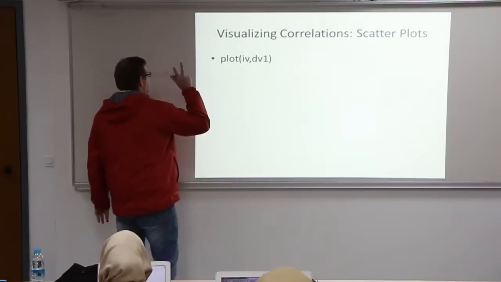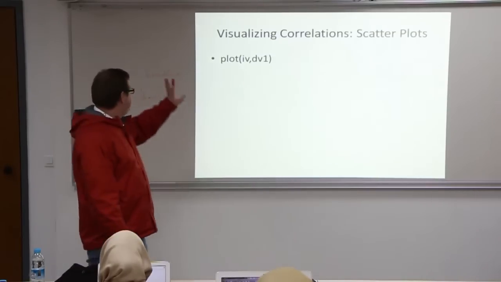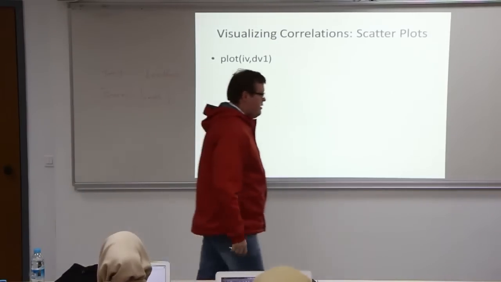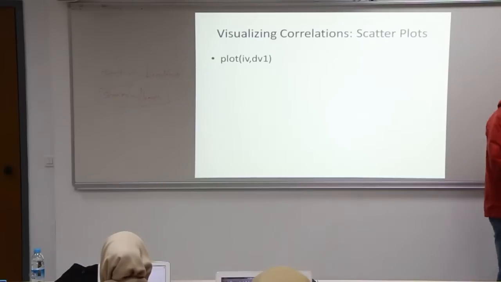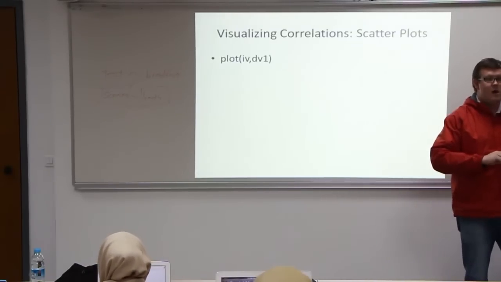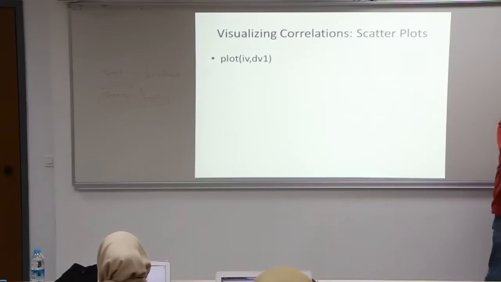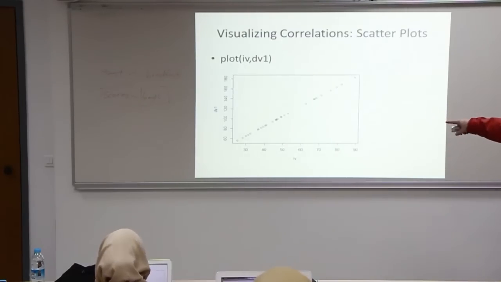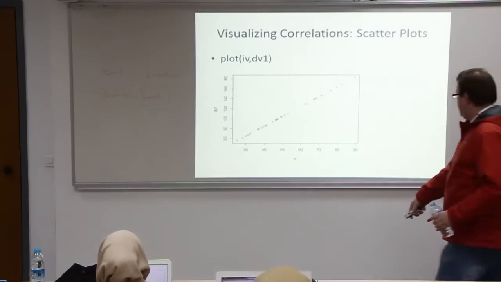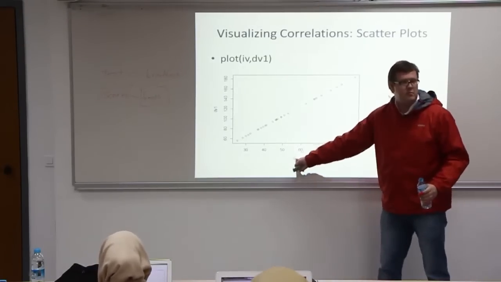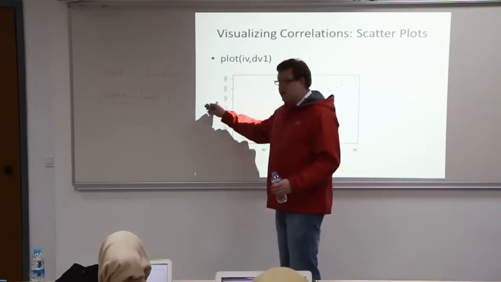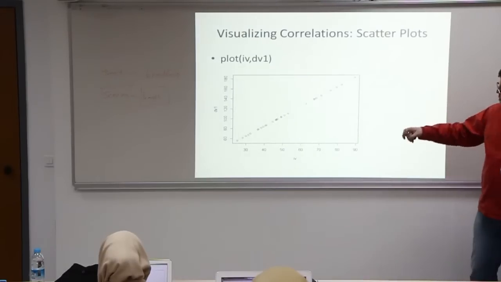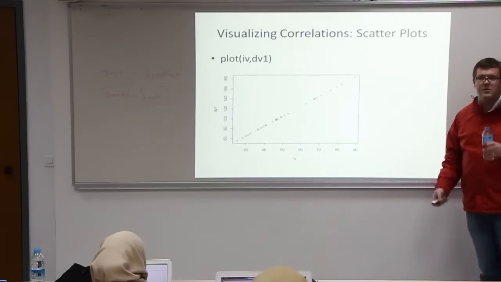Okay, so let's visualize some scatter plots. Go ahead and do this. Plot IV, comma, DV. A positive correlation. It's a perfect positive correlation, right? We see something like this. So a bunch of dots. And down here you see IV, independent variable, and DV, our dependent variable. So we're basically plotting independent and dependent variable scores.